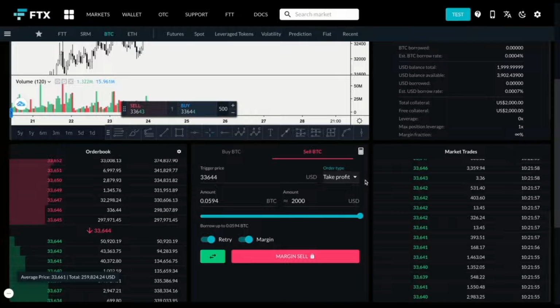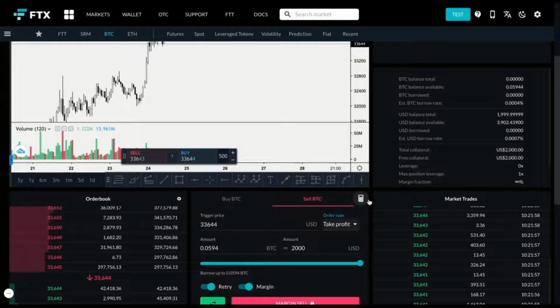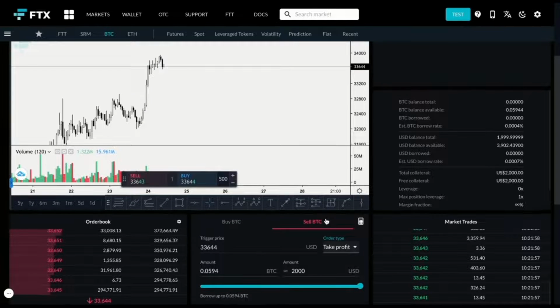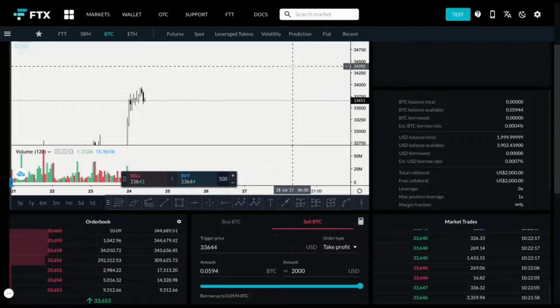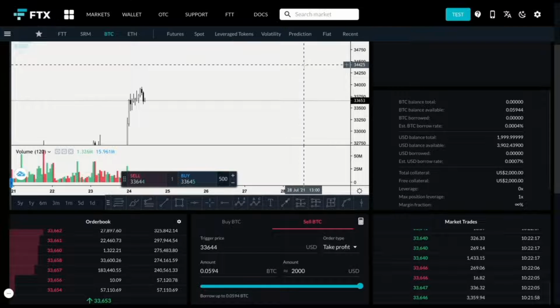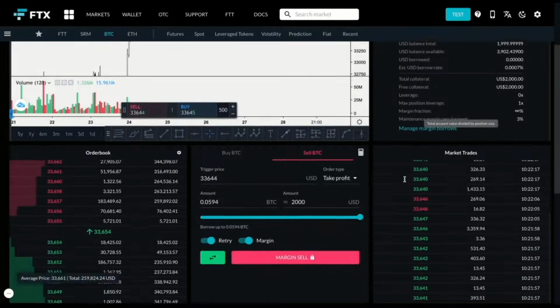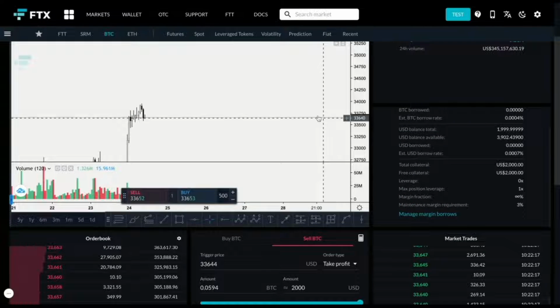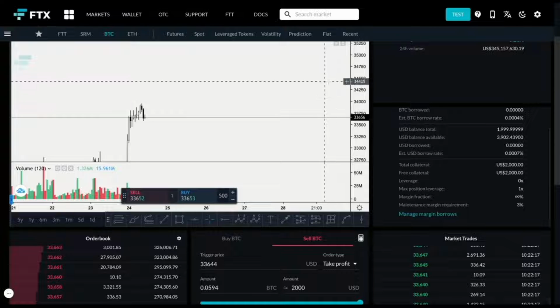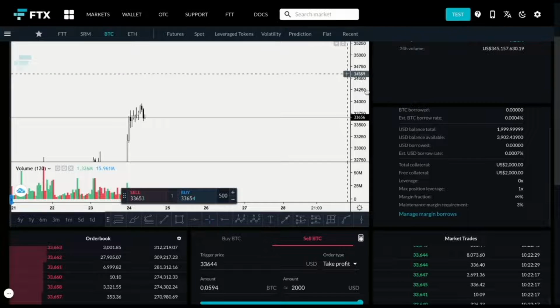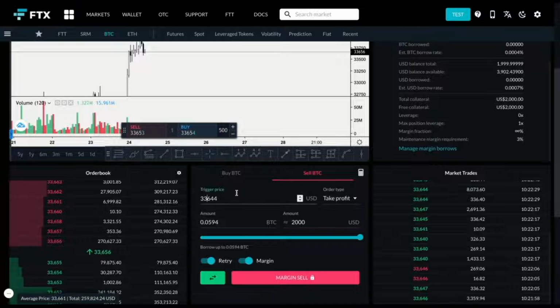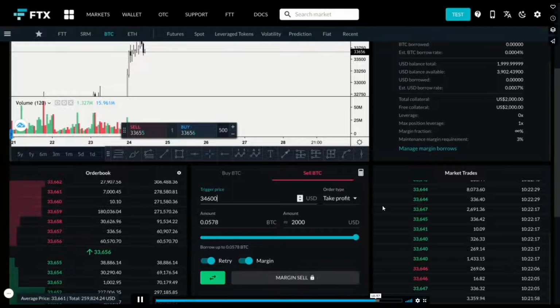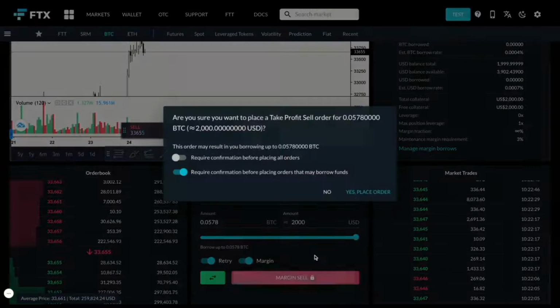Take profit orders are fairly self-explanatory. If you have a take profit sell order, it's an indication that you want to put an order on the books to sell your Bitcoin when it reaches a certain price. So if you think, I've bought my Bitcoin at, say, 33,600, and you say, okay, whenever it gets to 34,600, I want to take profit, all right, so you put that on the book.